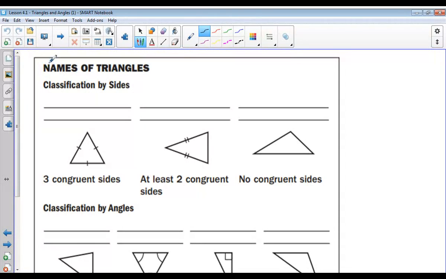So the first thing we need to do is classify a triangle by sides. If you have three congruent sides, and remember, we show congruence in any type of shape with these little tick marks, so if you have three labeled congruent sides, this would be considered an equilateral triangle. If you have at least two congruent sides, we call that an isosceles triangle. And if you don't have any congruent sides, we call that a scalene triangle.